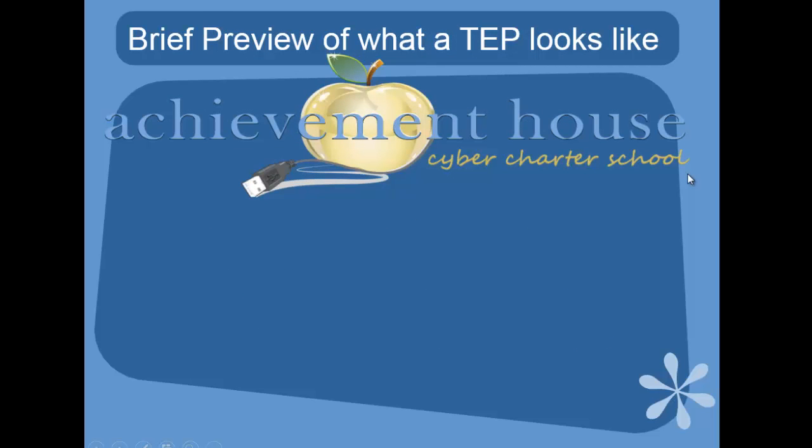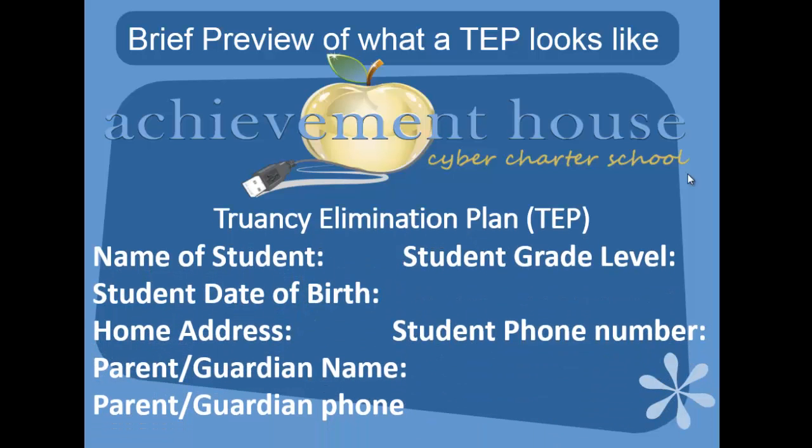So let me give you a brief preview of what a TEP looks like. It starts with some basic demographics. Name of the student, their grade level. This is a really good time when you have the parent on the phone to just double check that the home address is correct and that the phone numbers you're using are the best numbers to use.